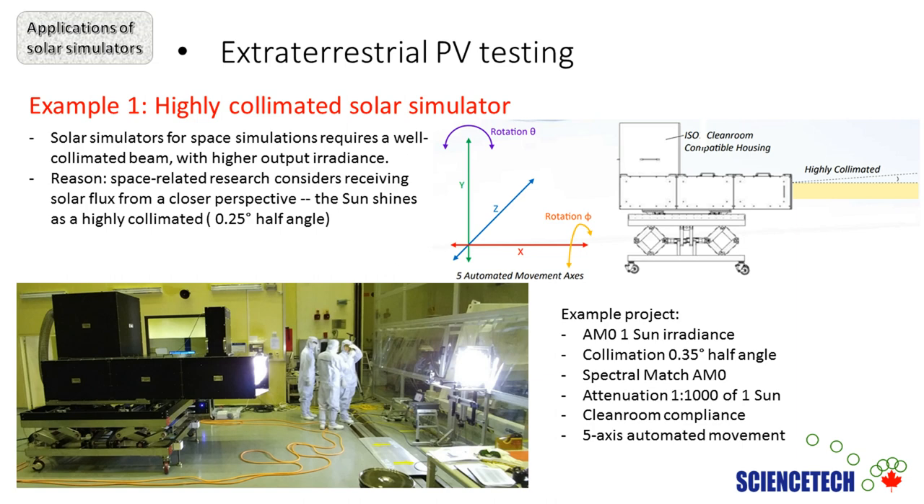Besides this, the customer also wanted automated motion of the entire solar simulator in the X, Y, Z planes, as well as two axes of rotation. A rack with 5-axis movement was built to satisfy this requirement. Now, on top right is the schematic figure of the rotations, and down on the left, we can see the completed solar simulator.